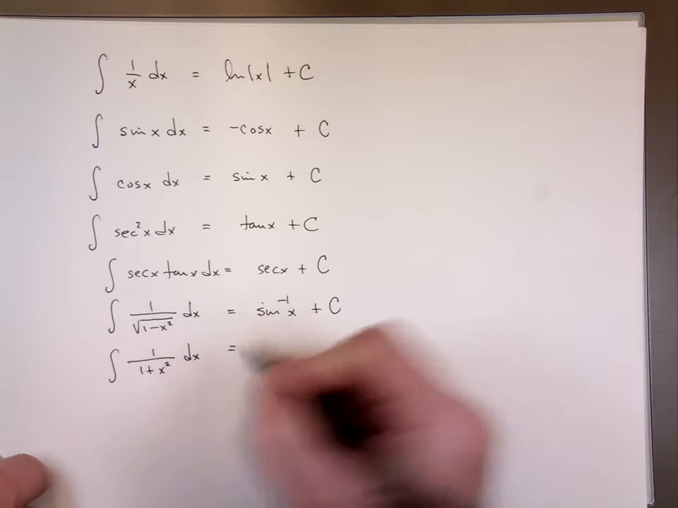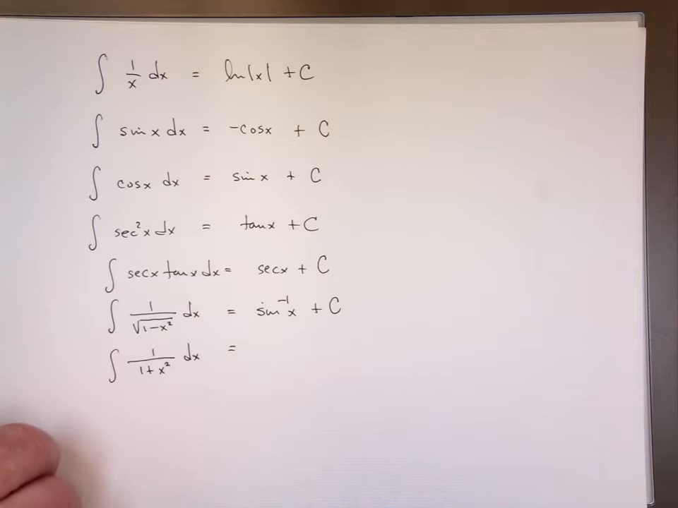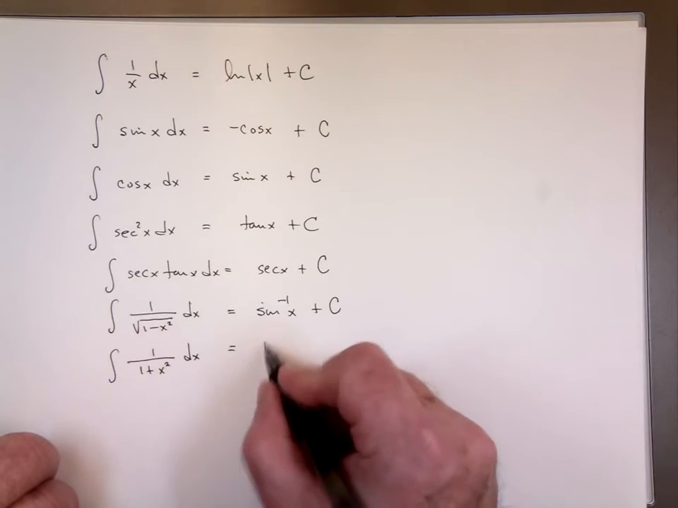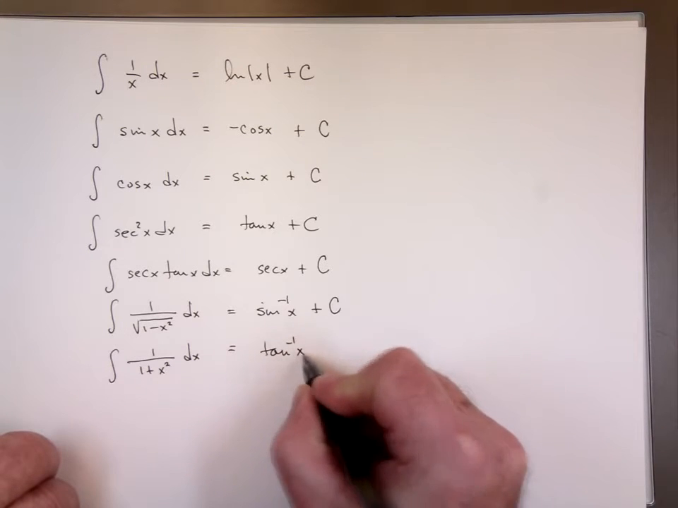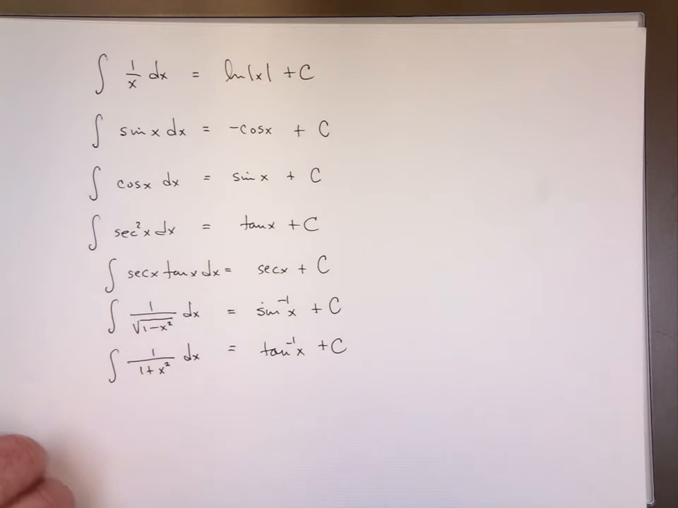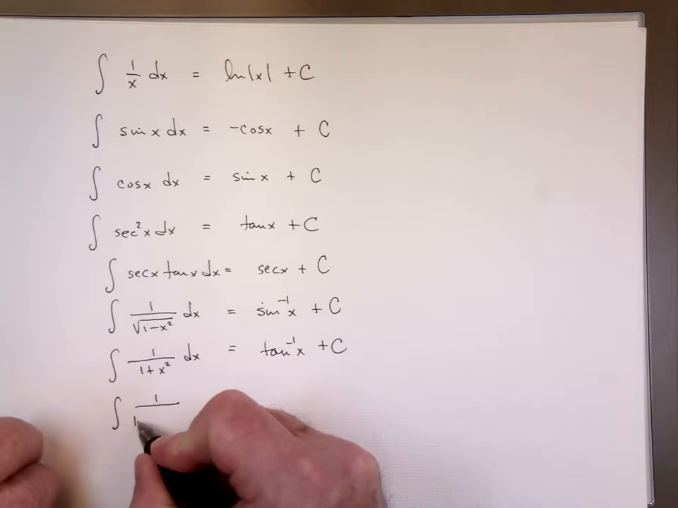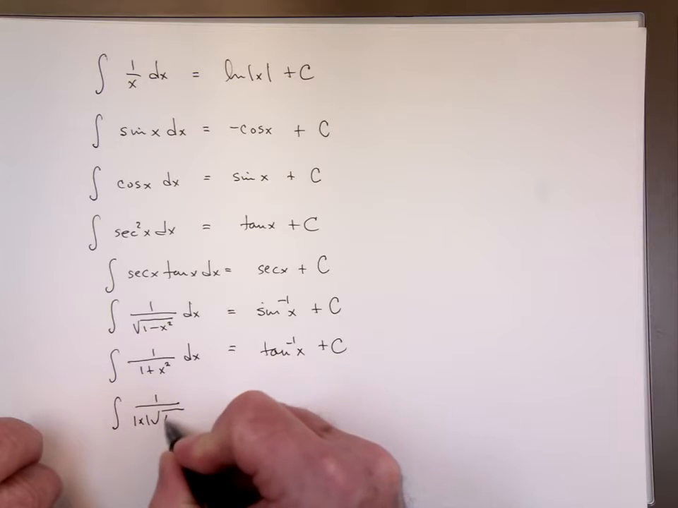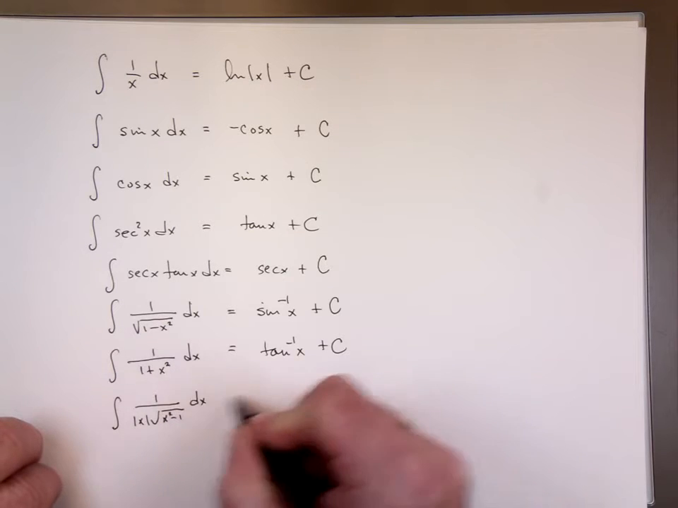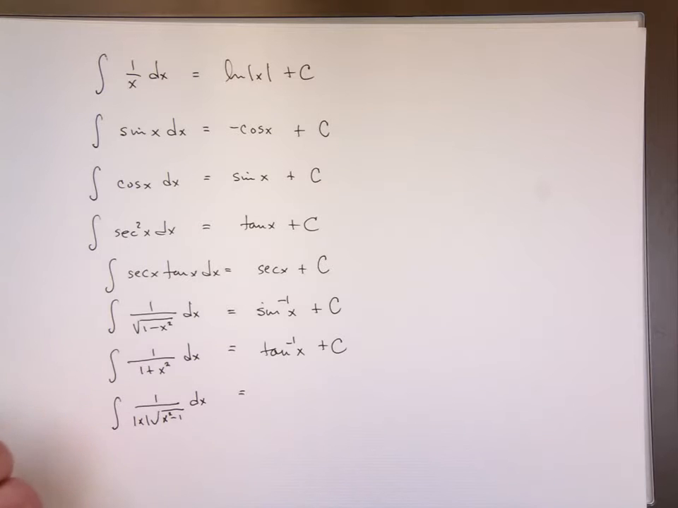The integral of 1 over 1 plus x squared, understand? That's tangent, or inverse tangent, arctangent, okay? And the integral of 1 over the absolute value of x, square root of x squared minus 1. What is it? Secant? Yes, inverse secant.